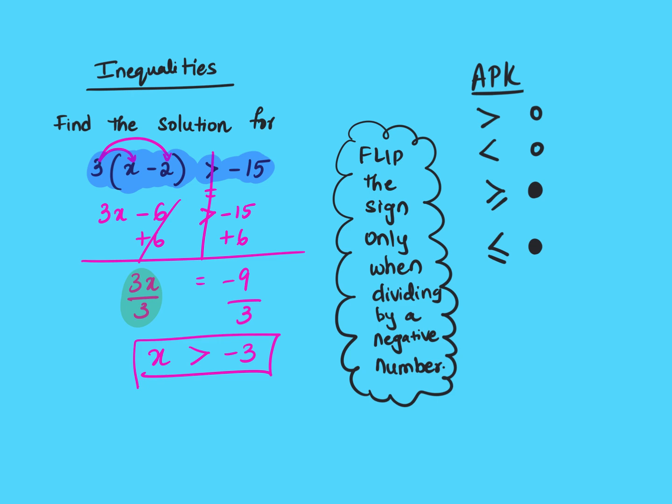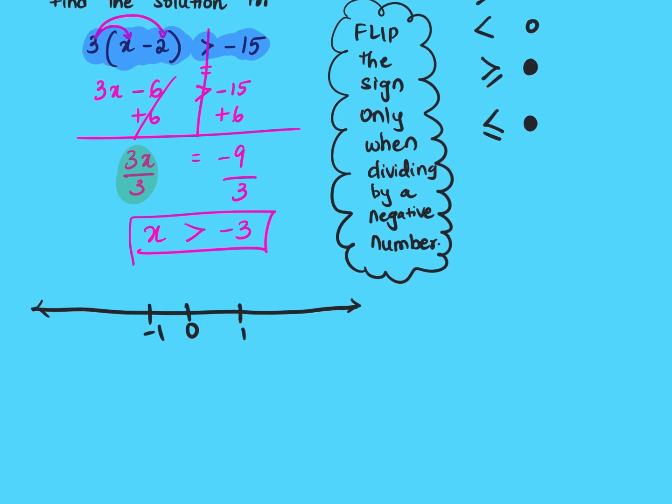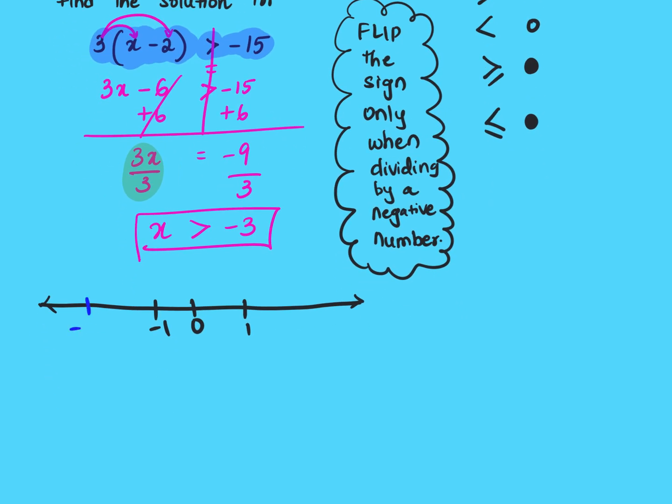But remember, if for any reason you would have been dividing this by a negative number, then you would have flipped the symbol. But since it was just a positive 3 that we are dividing, don't change the symbol. Now when you are drawing your number line, make sure you have 0, and you can show some negative numbers so that we get perspective. Now negative 3 is somewhere here.